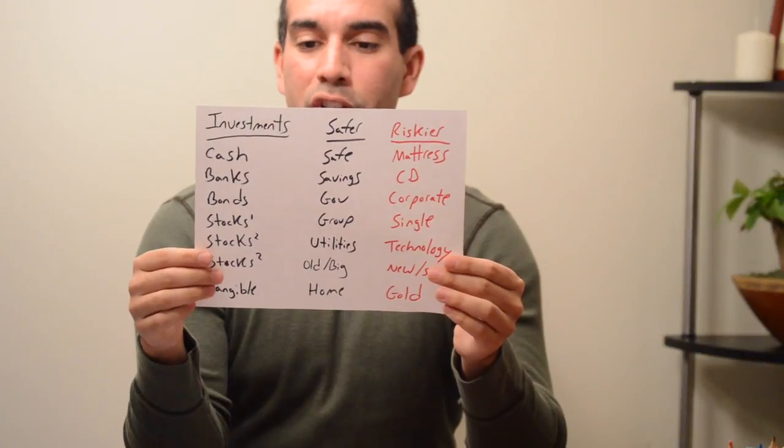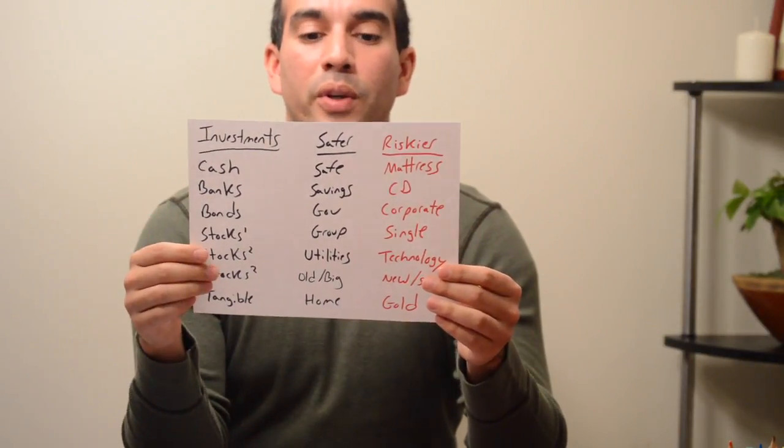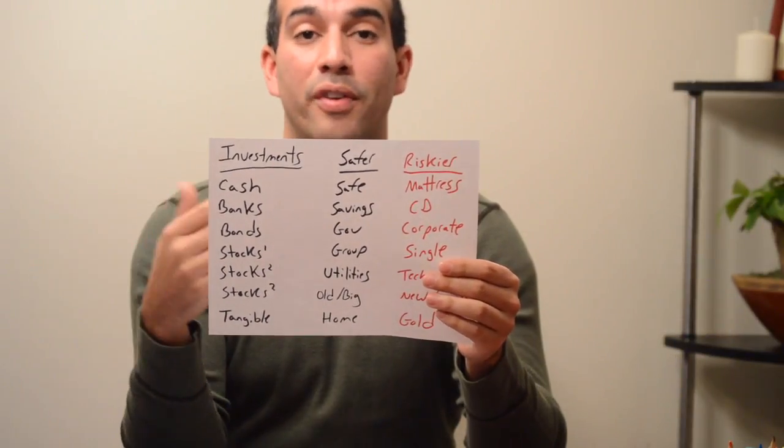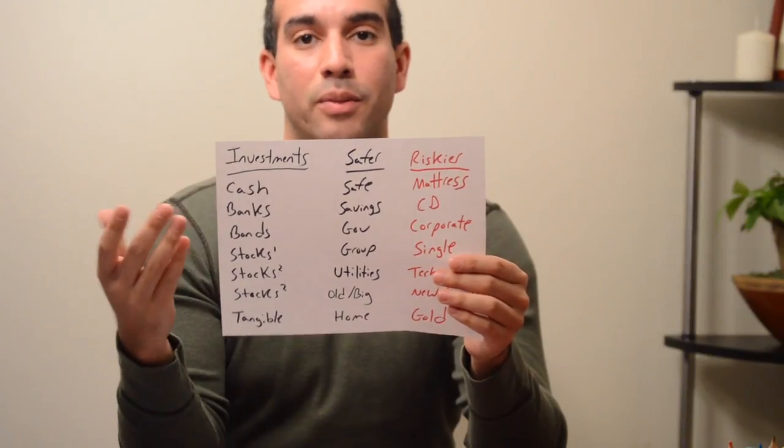So this is a good picture of just explaining when it's appropriate to invest in one investment over the other, and you can see that there are options depending on your risk tolerance and investor profile.